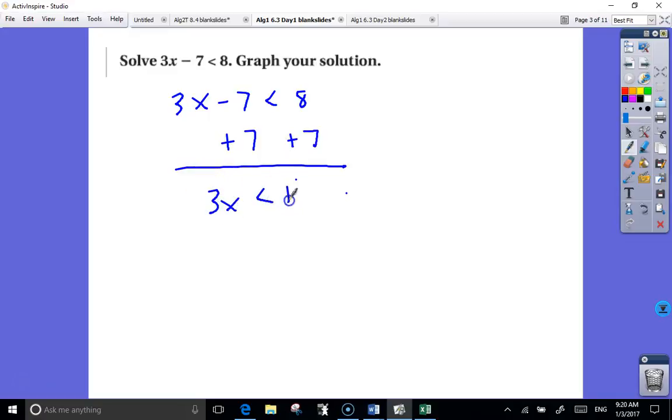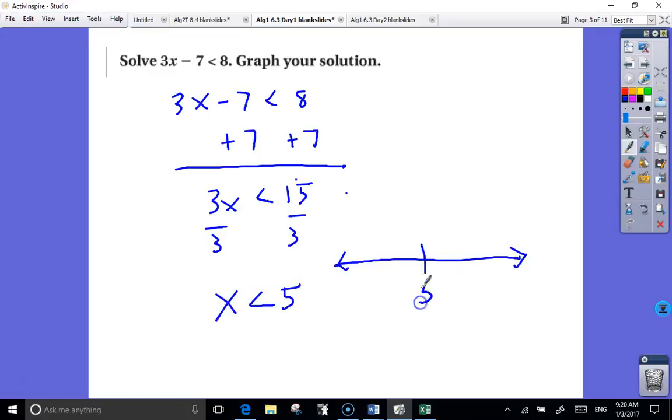3x is less than 15. And then divide 3. So x is less than 5. Okay, it says graph. Don't forget the graph. Right, put a 5 right in the middle. Is it open or closed? Open. Left or right? Left.